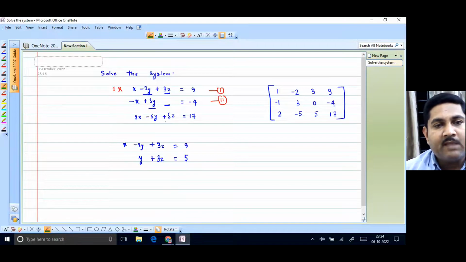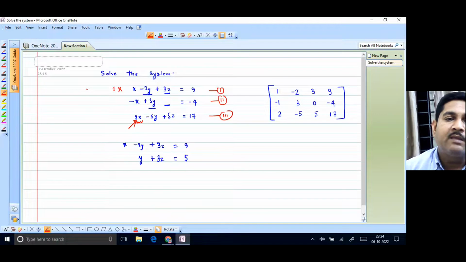Next, I want to eliminate x from the third equation. So I will write equation number 3. For that, what is the coefficient of x? The coefficient of x is 2. So I will multiply minus 2 to the first equation and add it to the third equation.